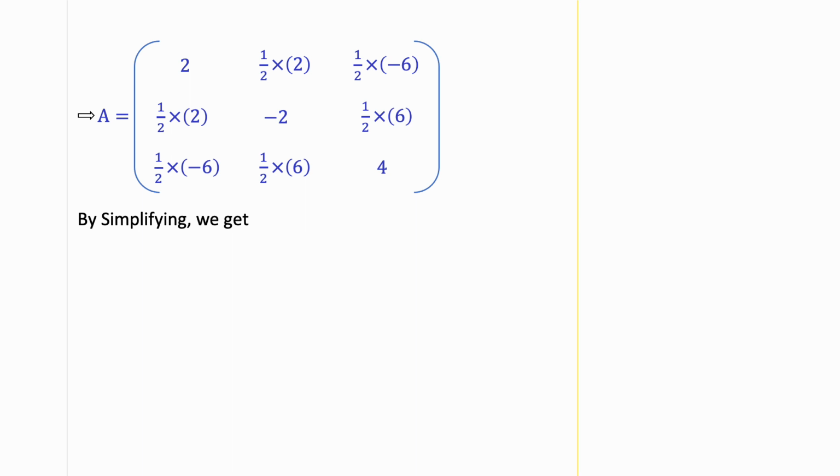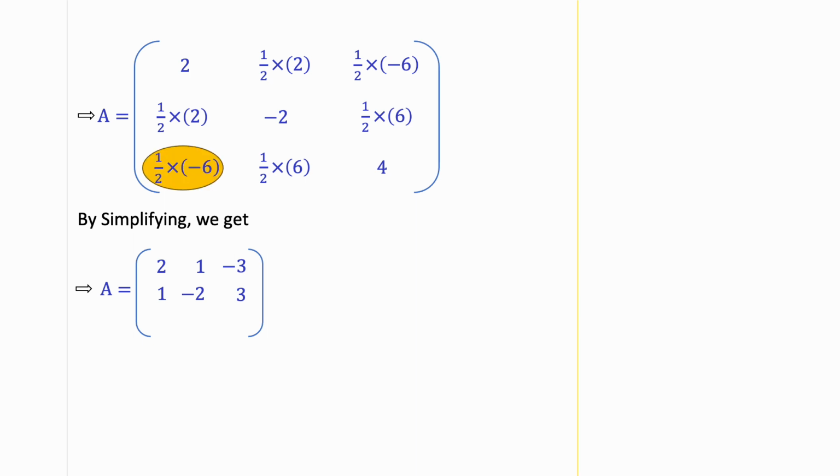Now simplify the above. We get A equal to 2. Half into 2 is 1. Half into minus 6 is minus 3. Now the second row, first element, half into 2 is 1. The second row, second element is minus 2. The third element is half into 6 is equal to 3.